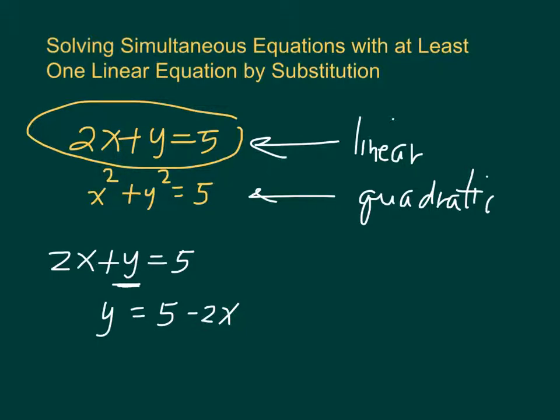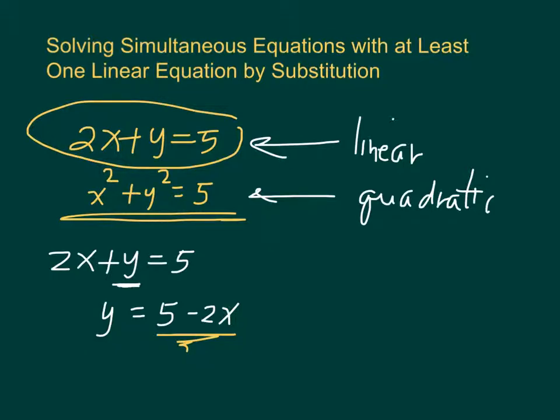Once you isolate one of the variables, in this case we isolated y, we now go to the quadratic equation and replace all the y with the expression in terms of x. In this case, 5 minus 2x. So replacing is the same as saying substituting. That is why this method is called solving equations by substitution.